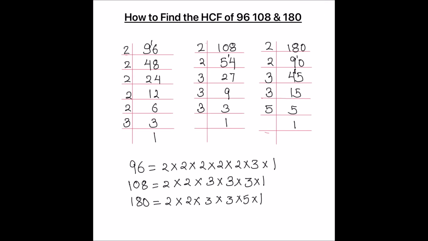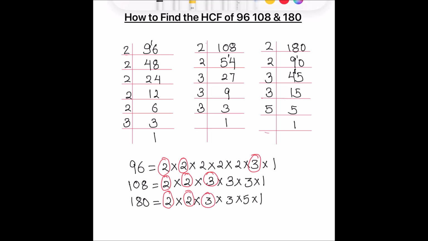For finding the HCF, we are going to find the common factors in between these numbers. So let's circle our common factors here. We see that 2 is common to all the numbers. So this 2 is a common factor. Next, one more 2 is common to all the numbers. And this 3 is common to all the numbers.